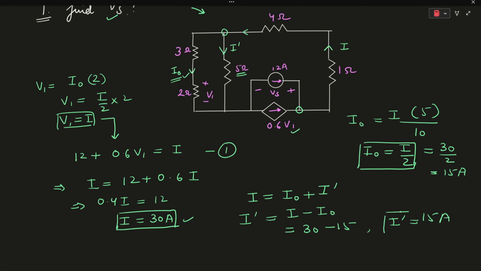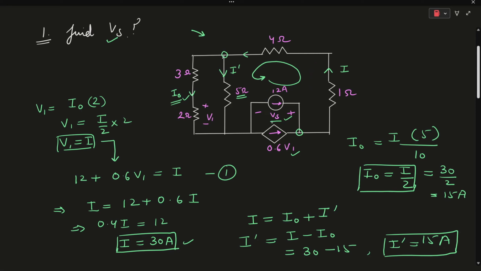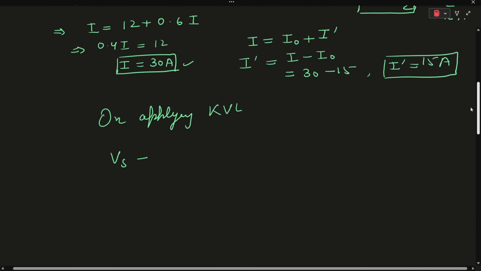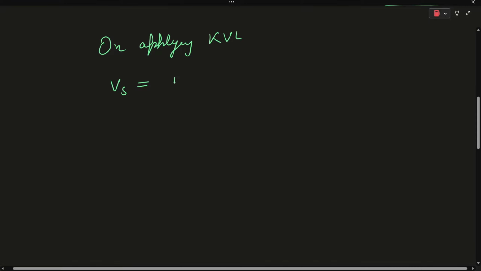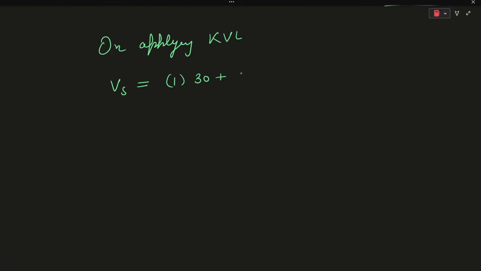In order to find the value of Vs, we have to apply KVL in this particular loop. On applying KVL, Vs will be equal to the voltage drop across the 1 ohm resistor plus the voltage drop across the 4 ohm resistor plus the voltage drop across the 5 ohm resistor. It means that Vs will be equal to 1 into 30 plus 4 into 30 plus 5 into 15. On solving it, we get the value of Vs to be equal to 225 volts.